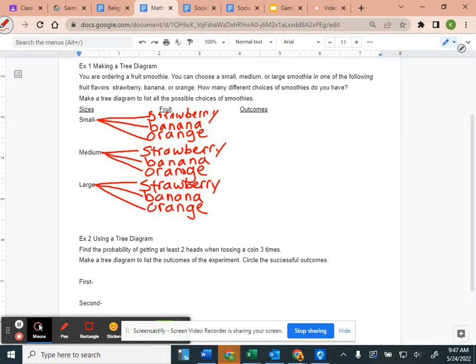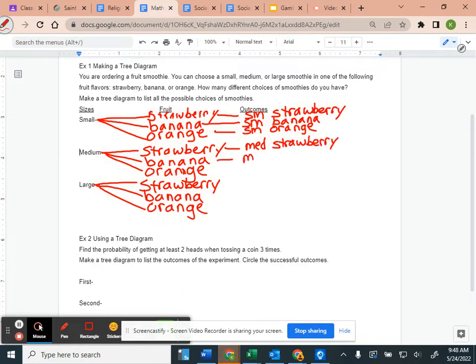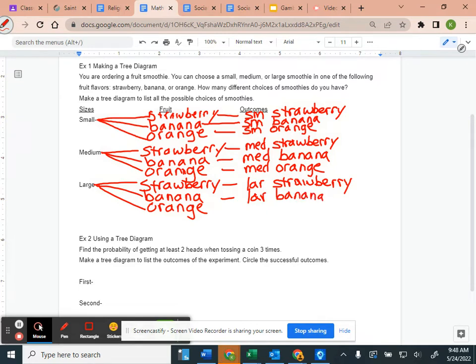Then it says your outcome. So my outcome would be a small strawberry, small banana, small orange, medium strawberry, medium banana, medium orange, and then large strawberry, large banana, and large orange.